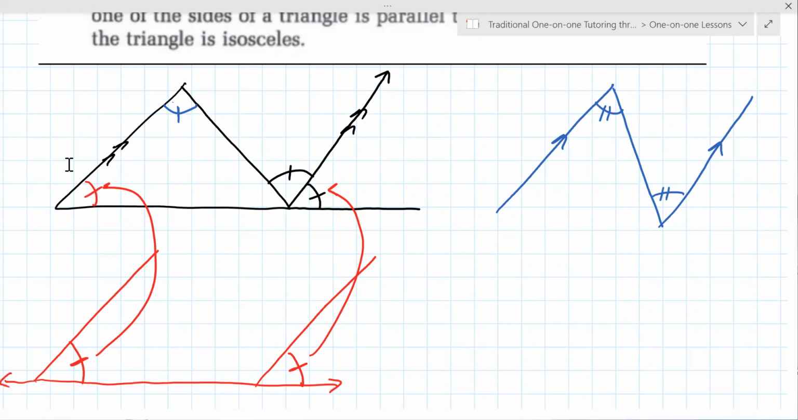So what does that tell you about this triangle here, and specifically these two angles? What do you know about them? They're congruent. If you have two congruent angles in a triangle, that means it's isosceles. Right.